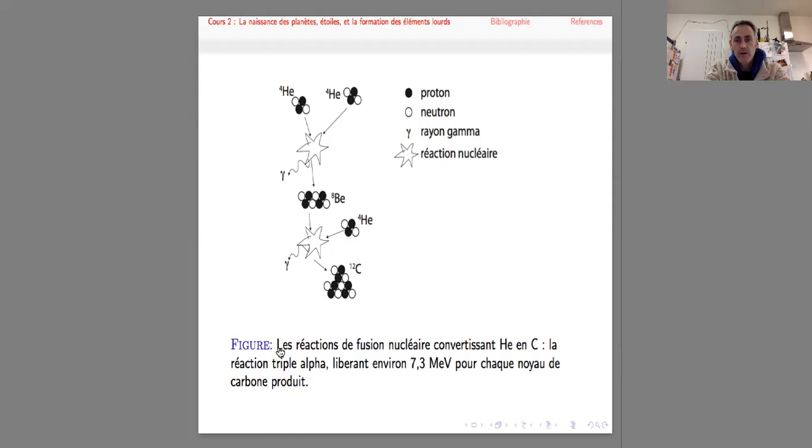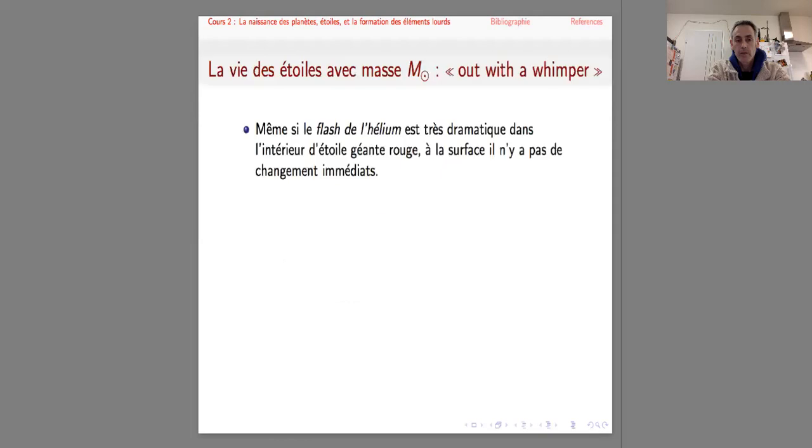So this is called the triple alpha reaction. It gives you almost 7.3 mega electron volts of energy. A mega electron volt is 1,000,000 electron volts. It's a unit of energy used in particle physics. And you get that for each carbon-12 nucleus produced.